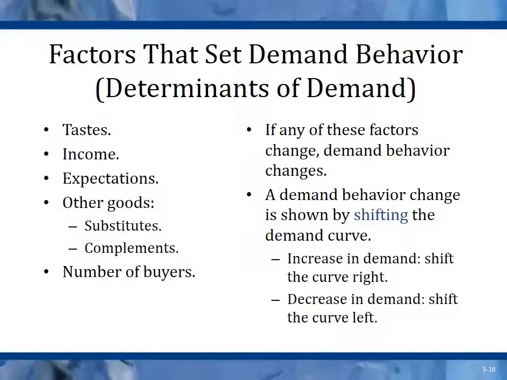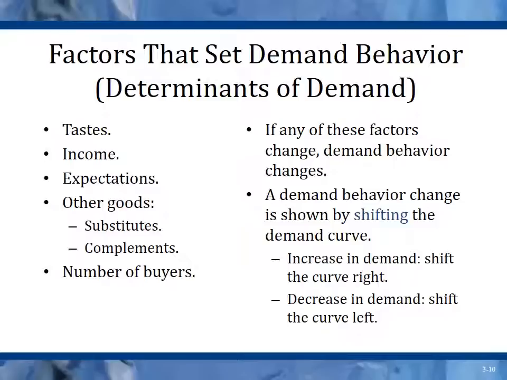Factors that set demand behavior. These are the determinants of demand. Tastes: maybe you don't like cheeseburgers, maybe you're allergic to cheeseburgers. You have no demand at 5 cents. Income: maybe even at $50, dealing with a Mercedes is too much. You don't want to deal with it because you couldn't afford the insurance. Expectations, other goods.